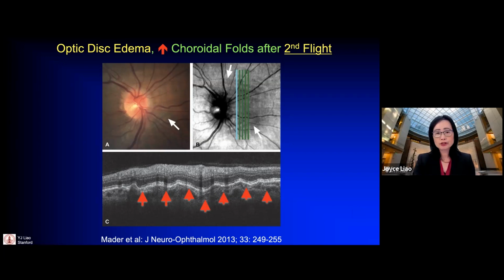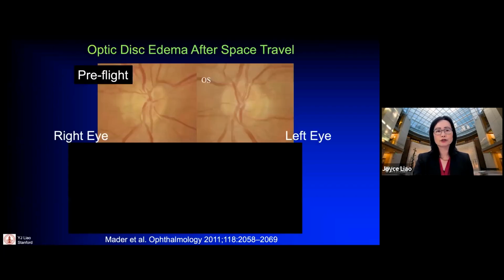And some of these changes are unfortunately permanent, and we currently do not have effective treatment for this condition. It's one of the most important reasons that we're unable to go to Mars or have prolonged space deployment, because of this eye-brain issue.